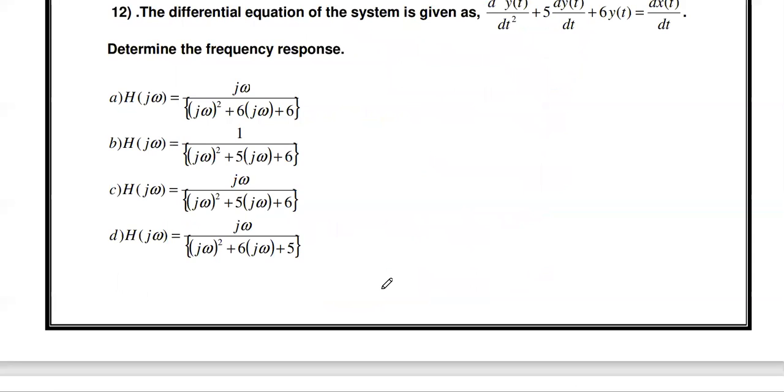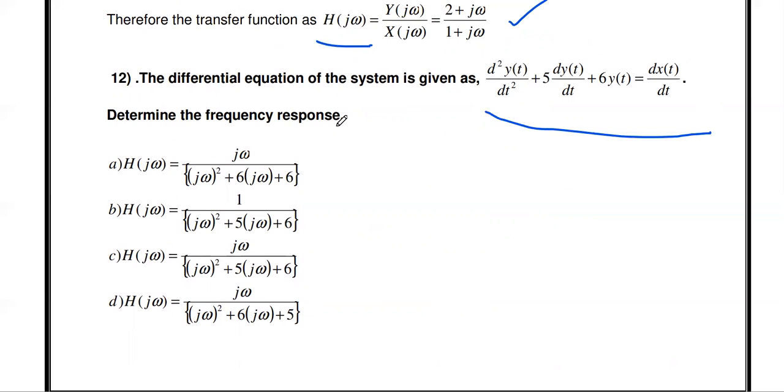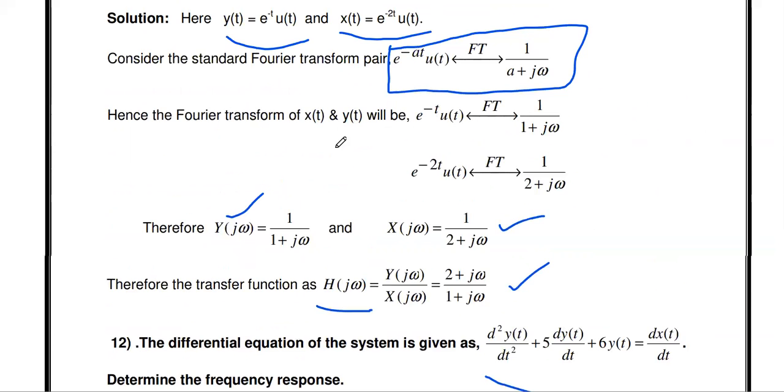Then the next question: the differential equation of the system is given as this one. Determine the frequency response. In some of the previous questions, in one question the impulse response was given and we calculated the frequency response. In the next one, the frequency response was given and we calculated the inverse, the impulse response. Then for one system, input and output were given and we calculated the frequency response.